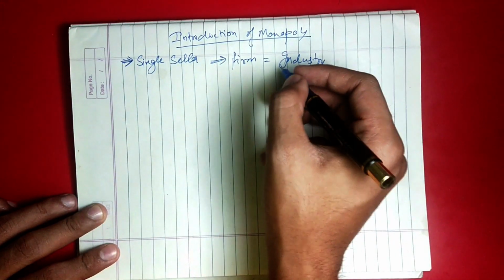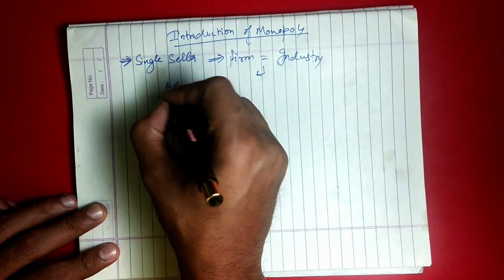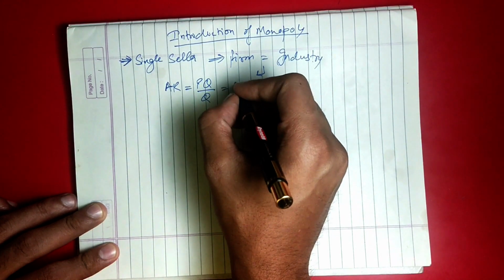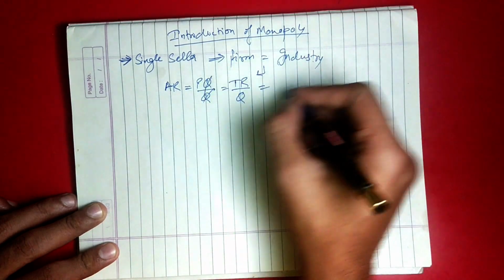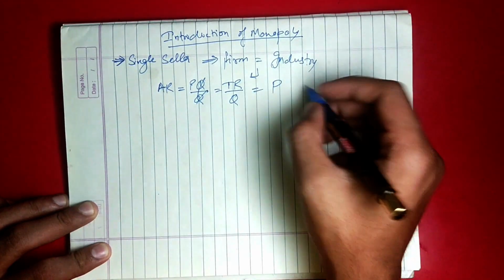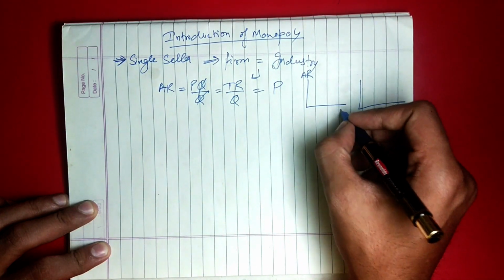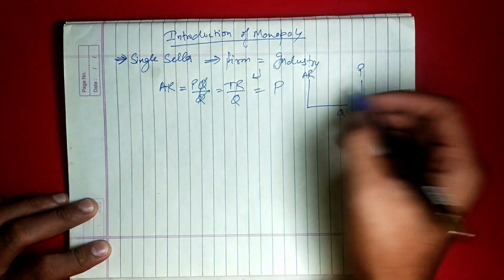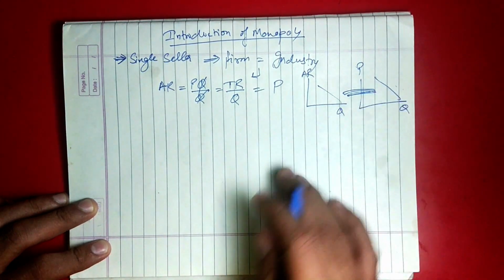Also, due to this, you have average revenue equal to price, P into Q by Q, which is equal to TR by Q, which is equal to price. If you also want to draw the diagram, you can draw like this: AR, Y axis, Q here, and P. This is firm, this is industry. So the diagram will coincide, they both will be equal.